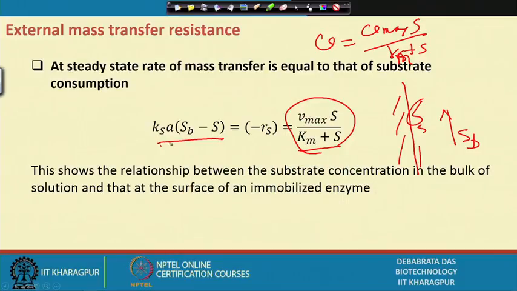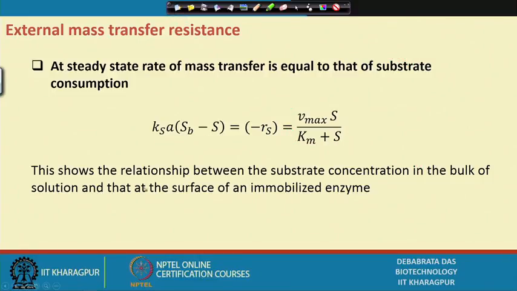So, what will the steady state condition be? When the rate of mass transfer is equal to the rate of reaction. And how can we write this? We can write Ks A (Sb minus S) equals Vmax S divided by (Km plus S). This shows the relationship between the substrate concentration in the bulk of the solution and at the surface of the immobilized enzyme.